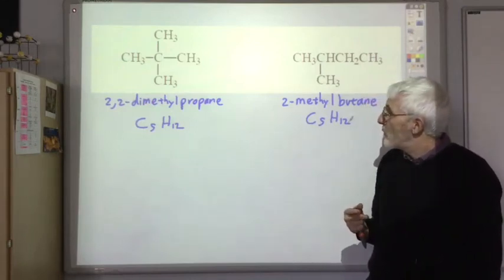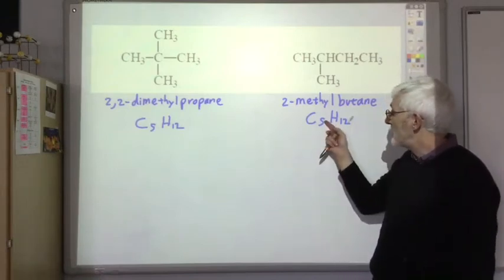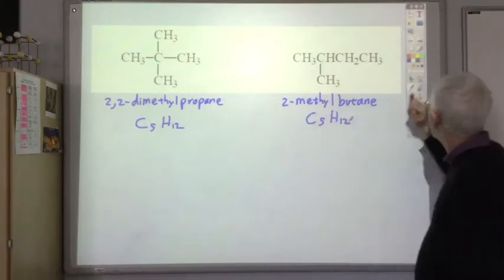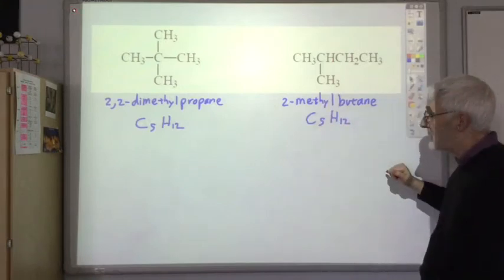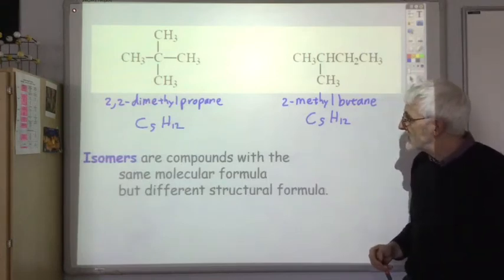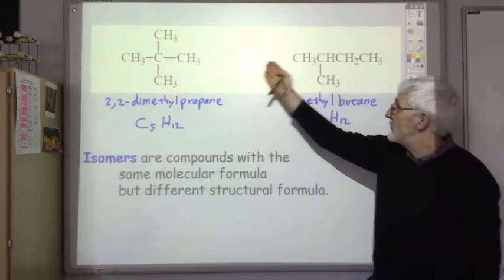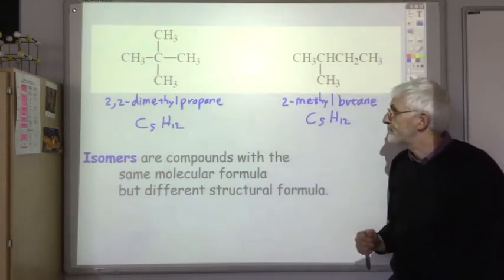Now, we call these molecules isomers because they have the same molecular formula but a different structural formula. We come across them quite a lot in this unit. So isomers, compounds with the same molecular formula but a different structural formula. Okay.